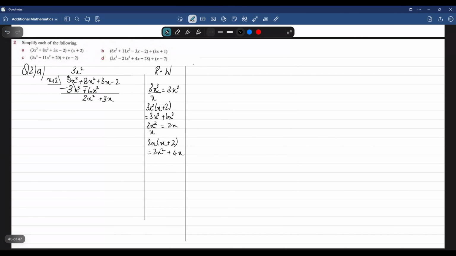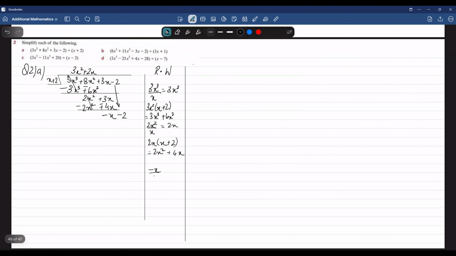So again, we add positive 2x here, to give us 2x squared plus 4x. Then we get 3 minus 4, so this is negative x minus 2 here, because we copy down the 2 below.